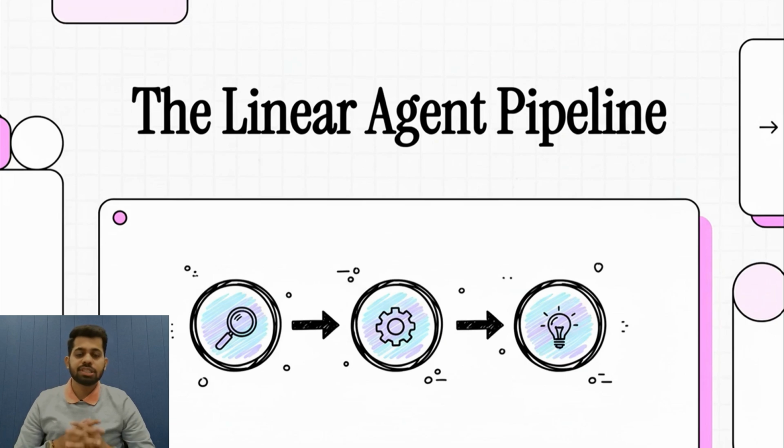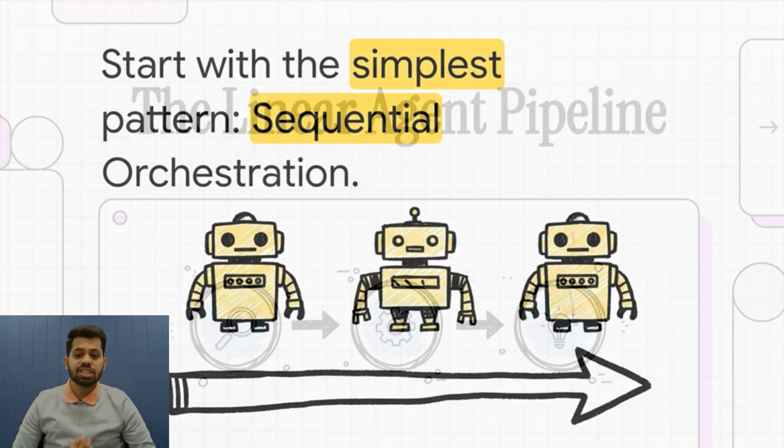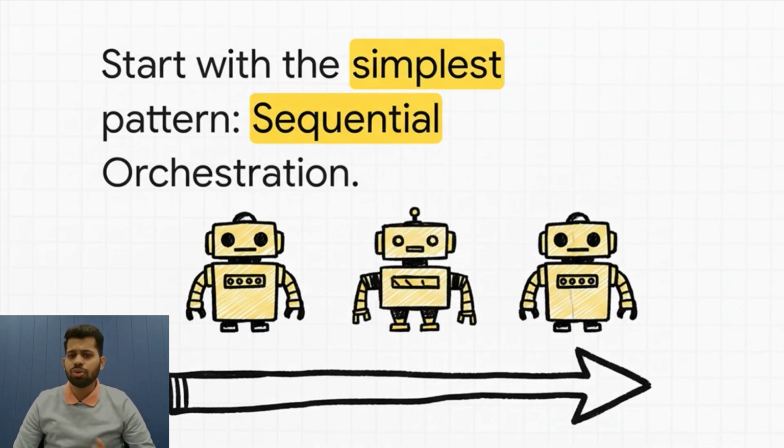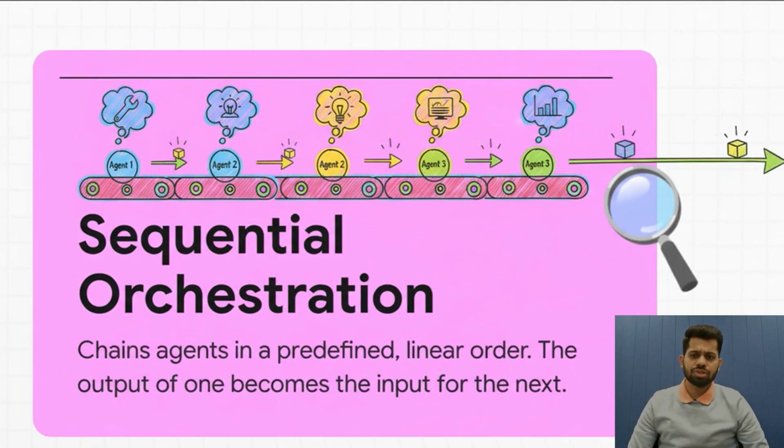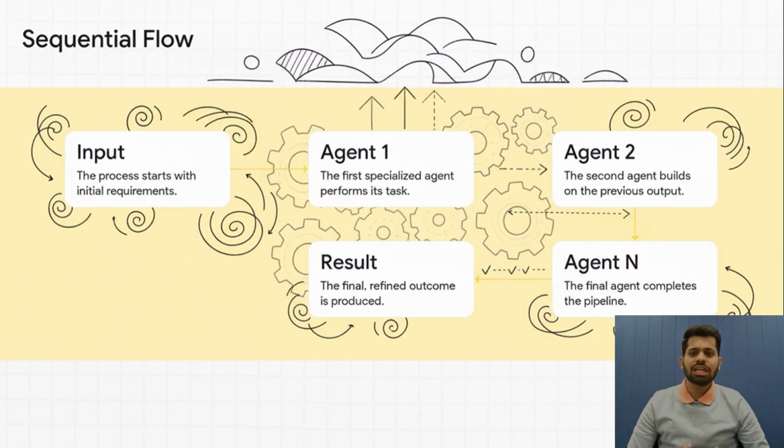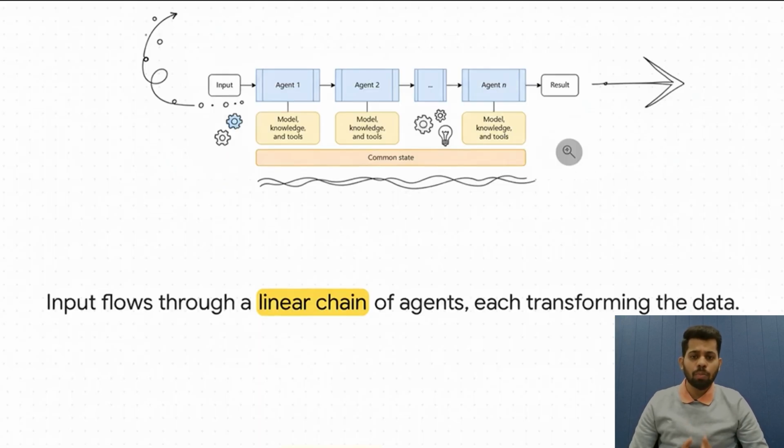Our first pattern is sequential orchestration. This is the simplest and perhaps the most intuitive pattern. Sequential workflows chain agents in a predefined linear order. The output generated by agent 1 becomes the input for agent 2, creating a pipeline of specialized transformations. This pattern excels at solving problems that require clear step by step processing, where each successive stage must be built on the work of the previous one.